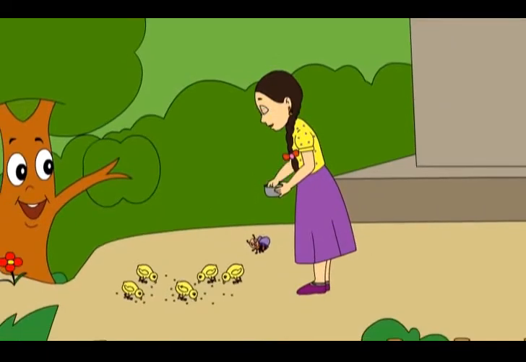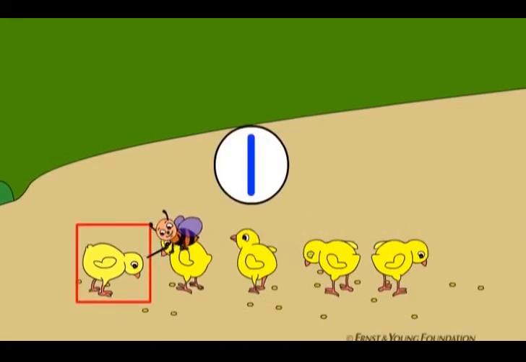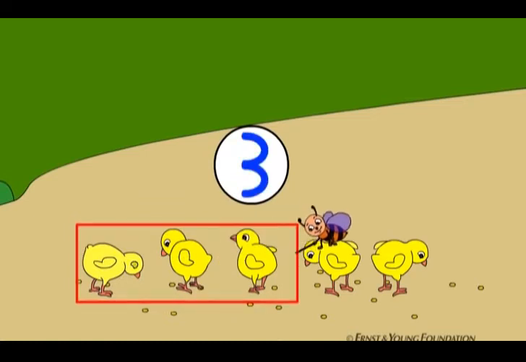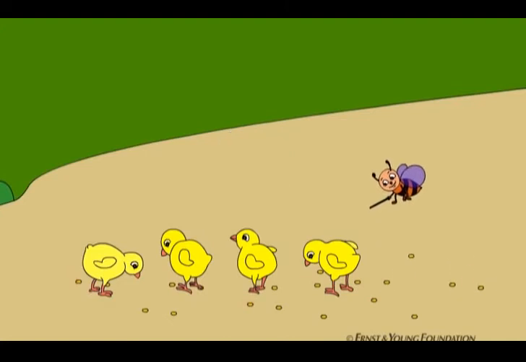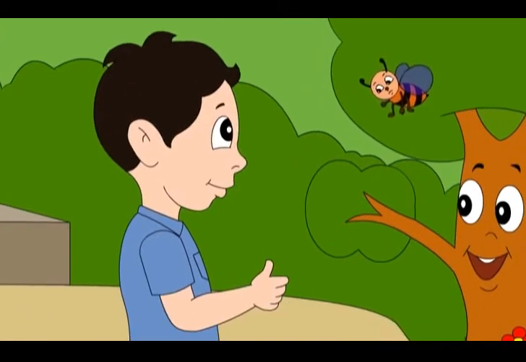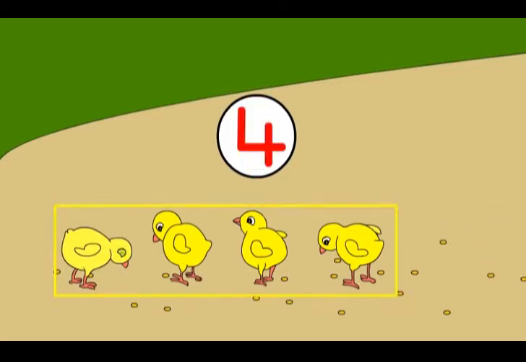Come, let us give grain to the chicks. Meenu, let me count the chicks. 1, 2, 3, 4, 5. One is running away. Catch it, catch it. Oh, Buzz! You did buzz near the chick's ears. That's why it ran away. There were 5 chicks. Now there are only 4 chicks.